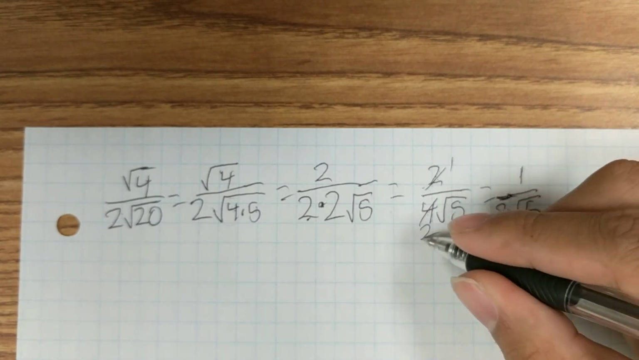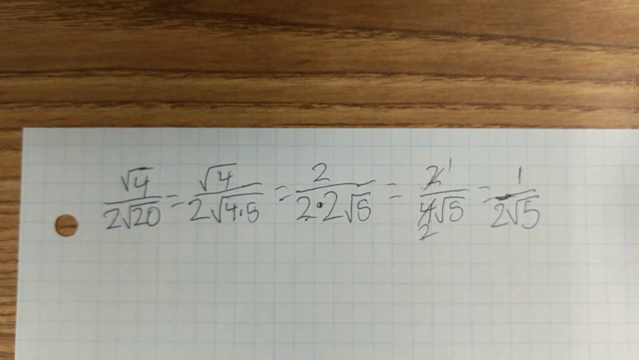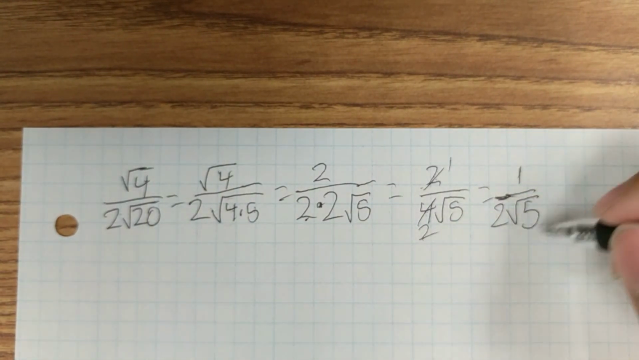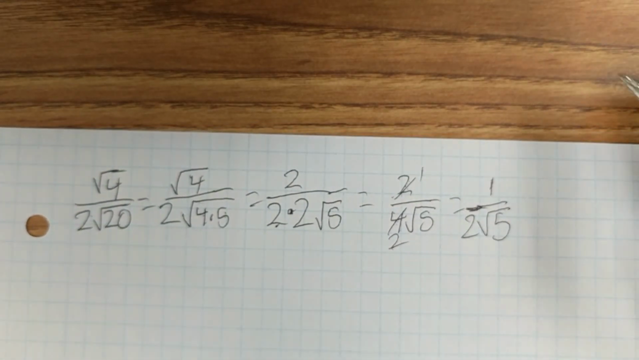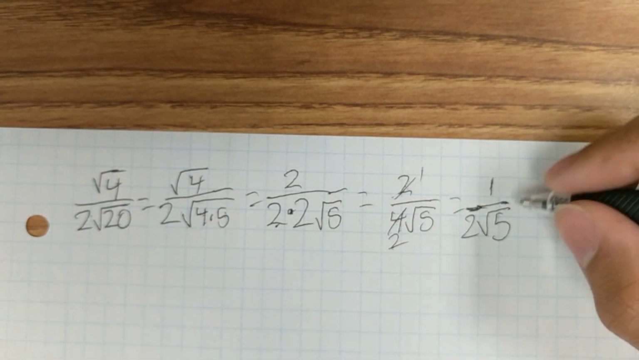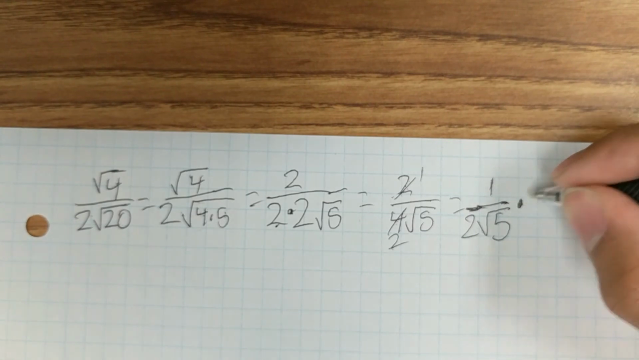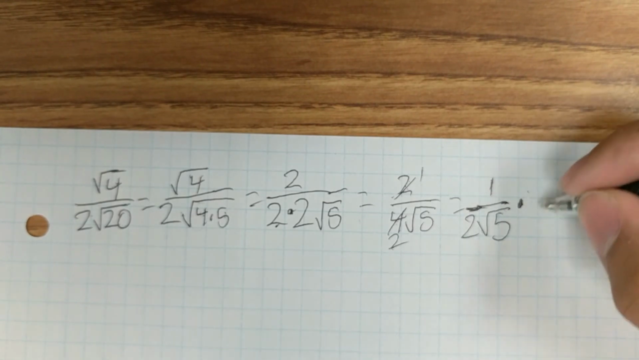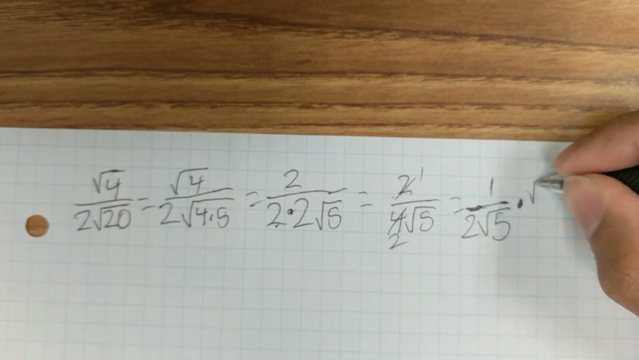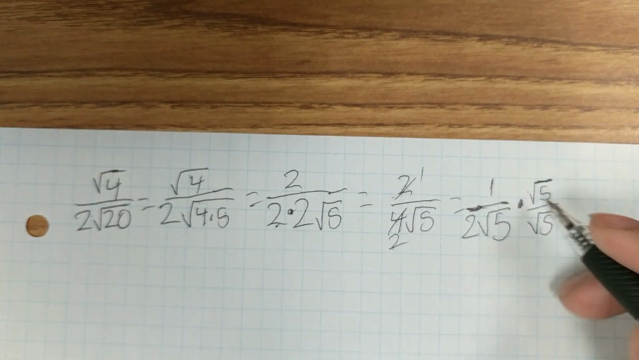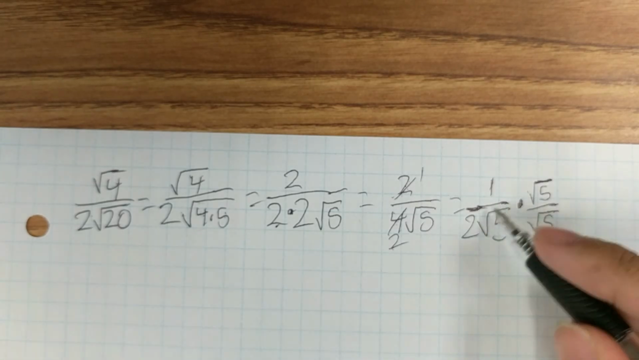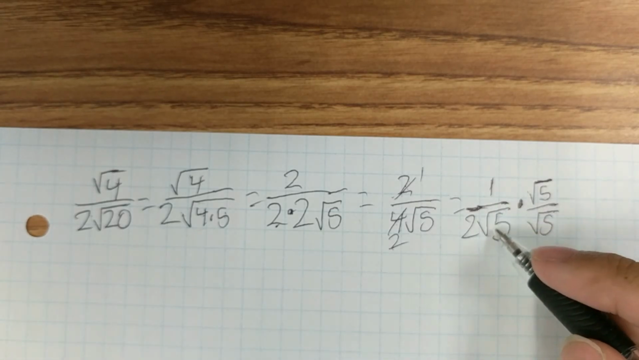Sorry, forgot about this too. Okay, so this is not our final answer because we still have a radical in the denominator. So how we are going to get rid of it is we multiply both top and bottom. Again, you're allowed to multiply a fraction as long as you do it equally to both numerator and denominator. So we're going to multiply by whatever the radical is, the square root.